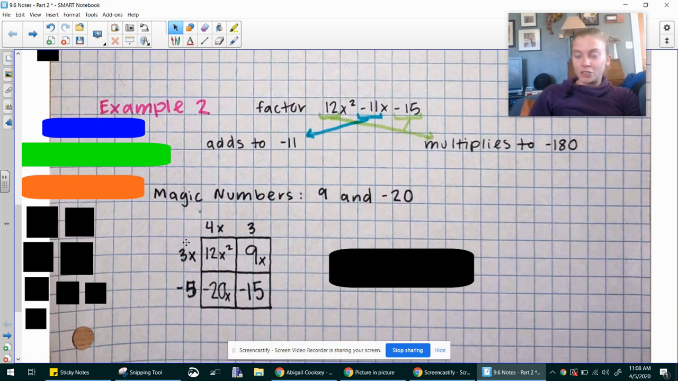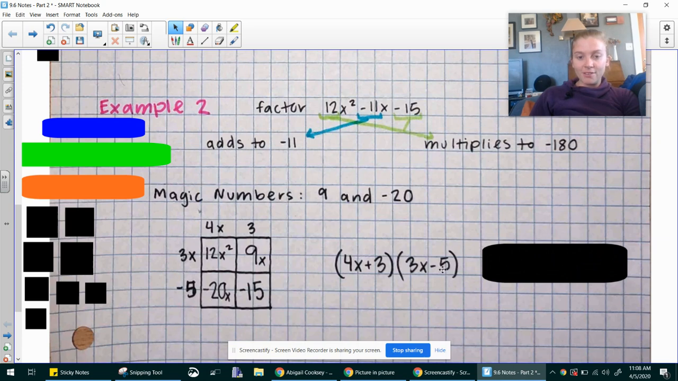This gives us our two factors, 3x minus 5 and 4x plus 3. You can write them in any order. You could have 3x minus 5 come first, or 4x plus 3 come first. Either way is a correct answer.